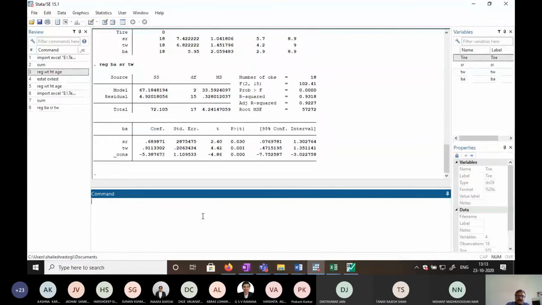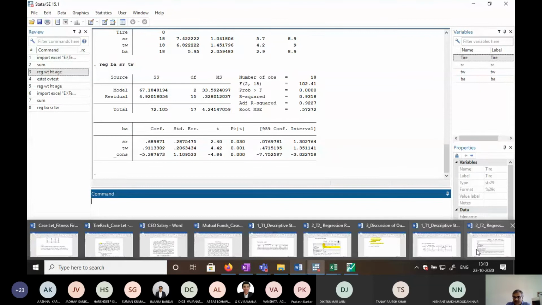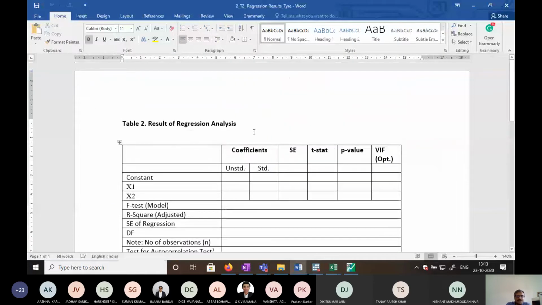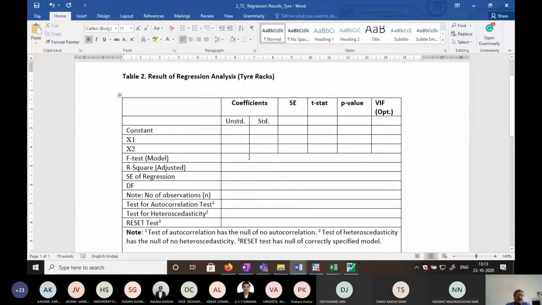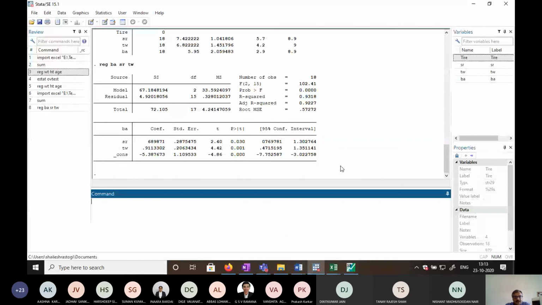And as you are finding, look at the p-values. So we'll go by the table again. We'll stick to the table thing. Yeah, here it is. We'll say that this is the Tyre Rack caselet we are doing, and right now we'll quickly go for filling it. And as you are finding, look here. If you have any doubt, you can raise your voice by unmuting.